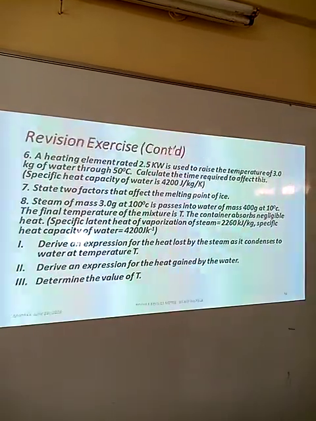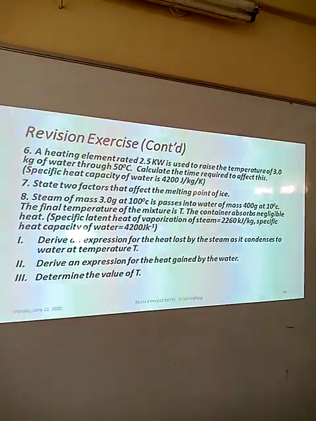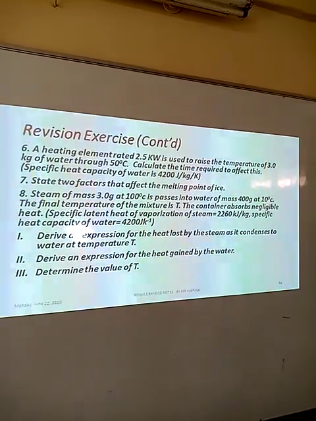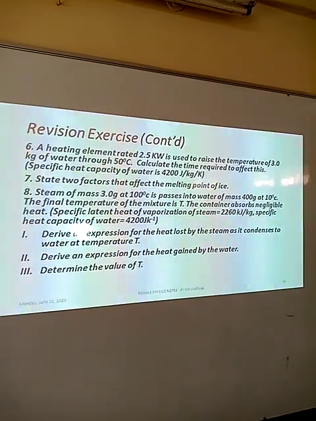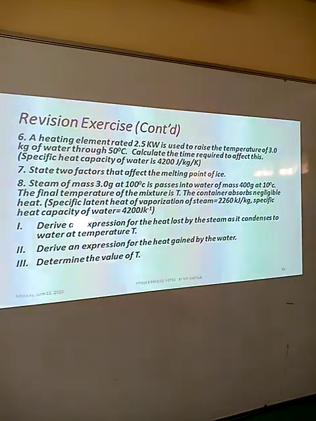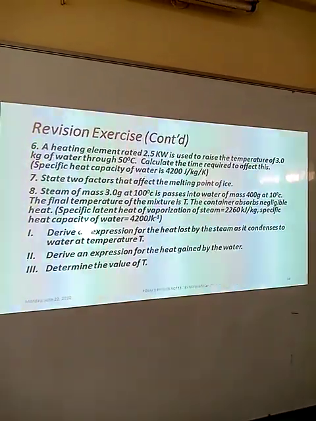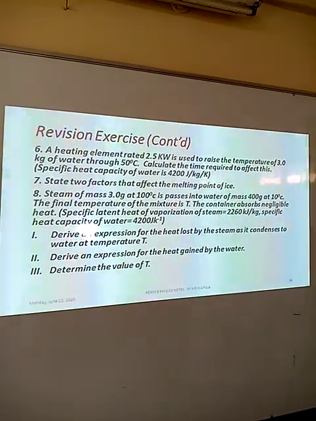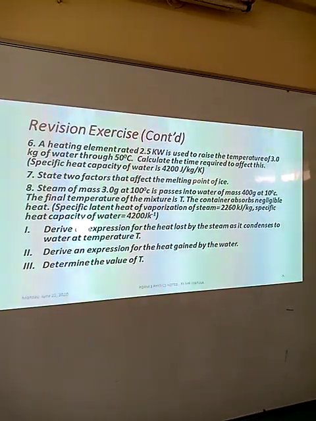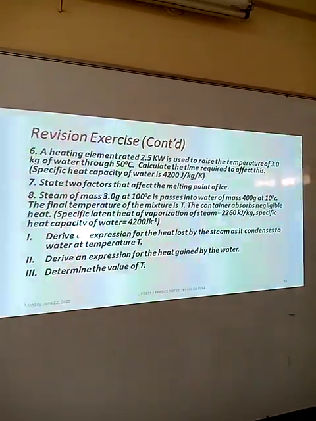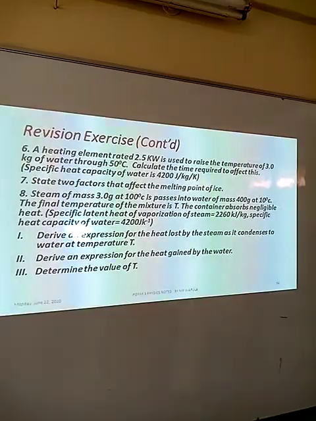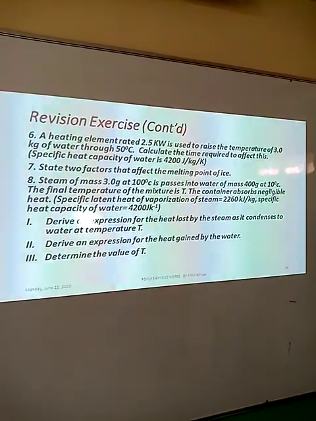Then number 6, a heating element rated 2.5 kilowatts is used to raise the temperature of 3.0 kg of water through 50 degrees Celsius. Calculate the time required to effect this. You are given the specific heat capacity for water. Number 7, state 2 factors that affect the melting point of ice. Lastly, number 8, steam of mass 3.0 grams at 100 degrees Celsius is passed into water of mass 400 grams at 10 degrees Celsius. The final temperature of the mixture is T. The container absorbs negligible heat, meaning we will not include the heat absorbed by the container. Then you are given those constants.